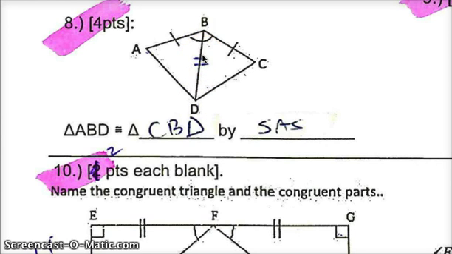So maybe that's something you add to your formula sheet. You write down all your hiddens, just as a reminder for yourself. That says SAS, SAS. There it is. So that was 2 points per blank. 2 or nothing.